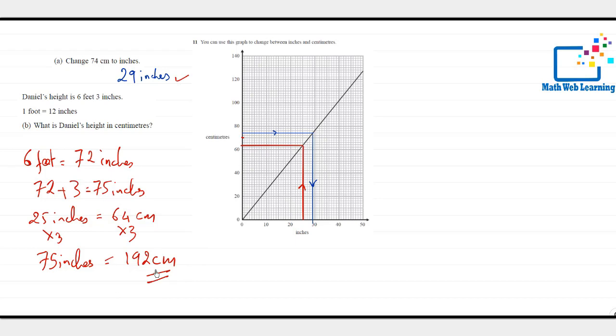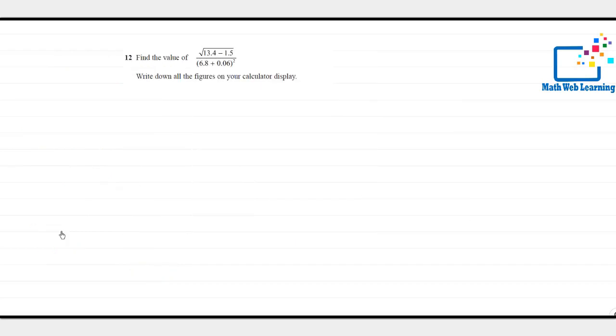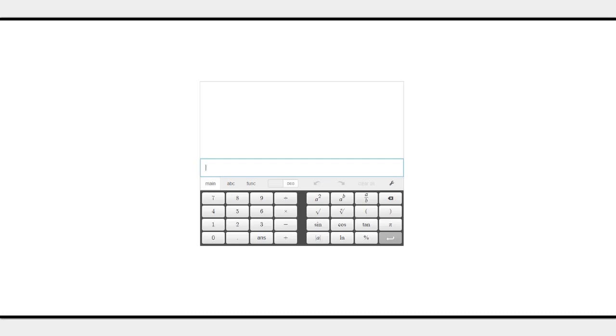All right, next question is question 12. Question 12 is a calculator question. Basically, you need to have your scientific calculator and enter all these calculations and write down all the figures that your calculator displays. So we're going to switch screen to this calculator here. We're going to use the fraction. Yours will look different than mine. This is an online calculator, but the procedure is the same.